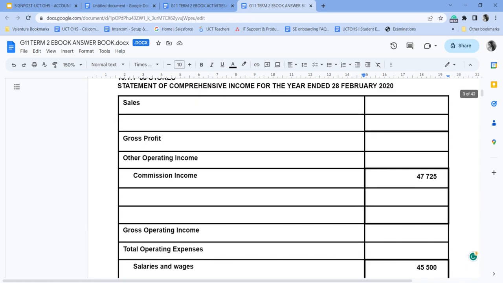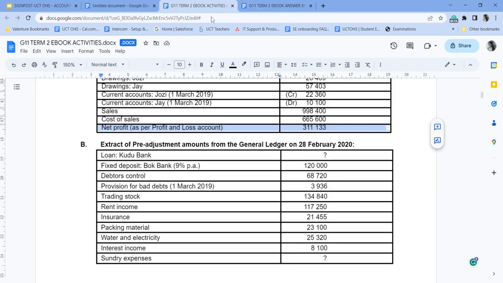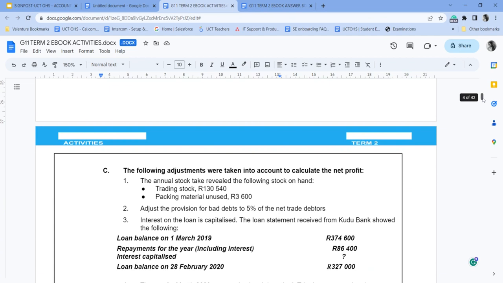So with the sales, then I'll do what? Open my brackets. I always assume that there might be additional information that I need to take into account. So I will always do what? Open my brackets, and then see if there is additional information related to the sales. Additional information related to sales is most likely to be debtors allowances.